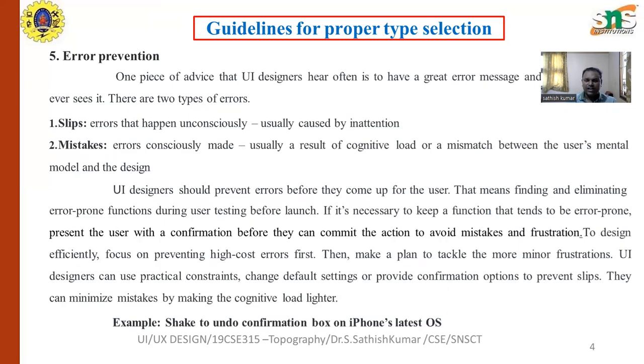So error prevention is nothing but slips and mistakes. Slips are errors that happen unconsciously, usually caused by inattention. Next is mistakes. These errors are consciously made, usually a result of cognitive load or a mismatch between the user's mental model and the design. The example is the shake to undo confirmation box on the iPhone's latest OS. UX designers can use practical constraints, change default settings, or provide confirmation options to prevent slips. They can minimize mistakes by not making the cognitive load higher.